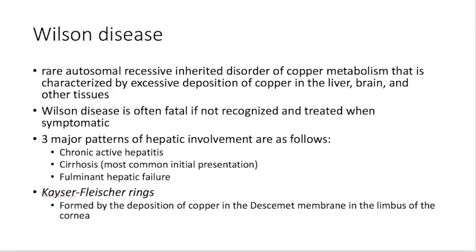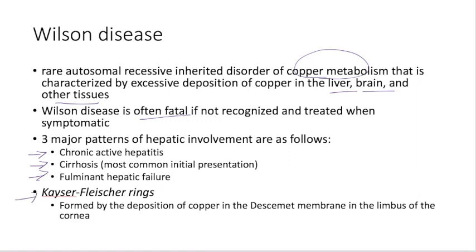Last but not least is Wilson disease. So this is a rare autosomal recessive disorder related to copper metabolism issues. It is characterized by excessive deposition of copper in the liver, brain, and other tissues. It is often fatal if it's not recognized and treated when symptomatic. So there are 3 major patterns of hepatic involvement, to include chronic active hepatitis, cirrhosis, and fulminant hepatic failure.